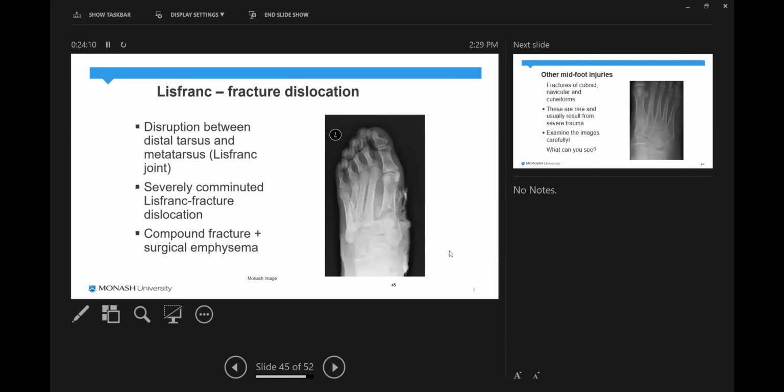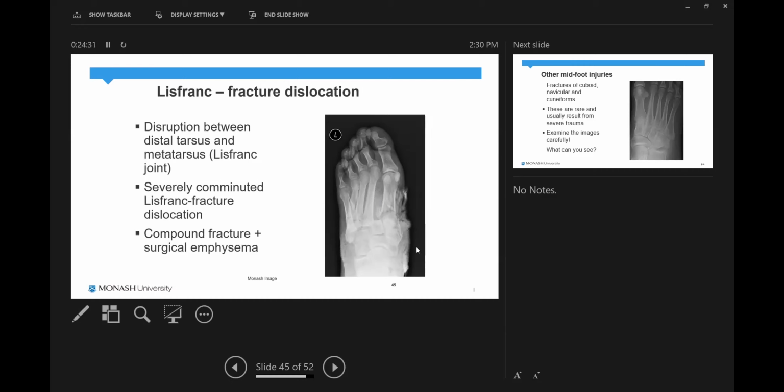So this is just an example of Lisfranc dislocation. So you can see there's disruption in the Lisfranc joint, which involves the tarsus as well as the metatarsus. It's a severely comminuted fracture around that area. There is some separation as well, so this is a divergent fracture.